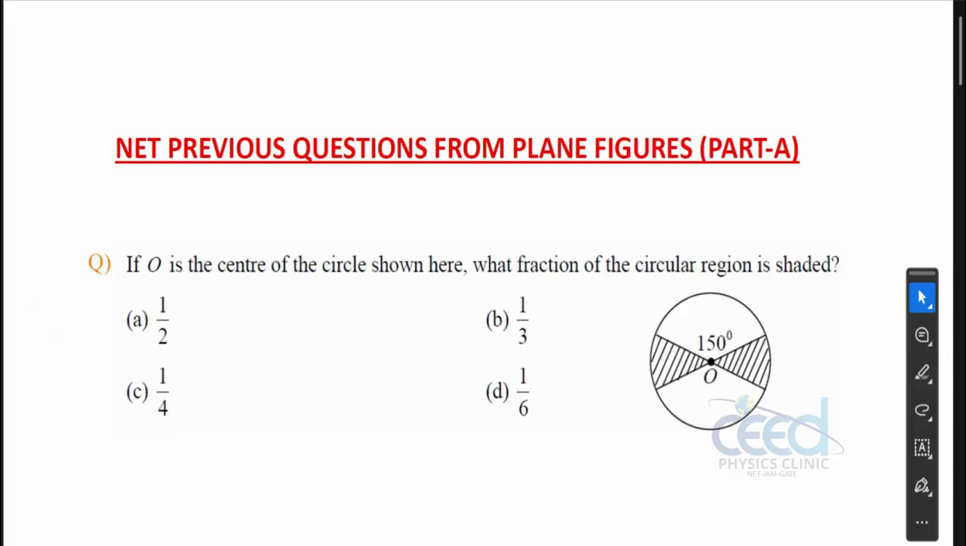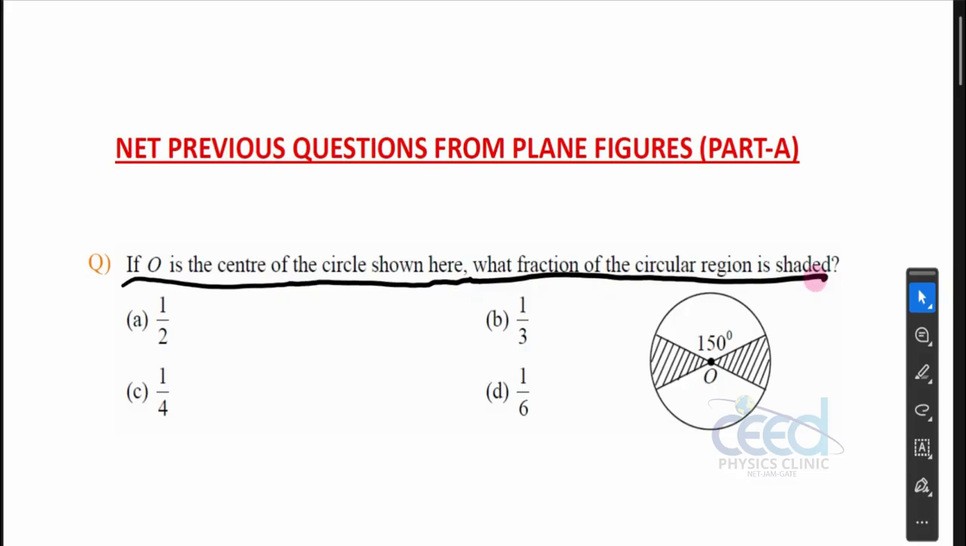Today we are going to discuss previous NET questions that are asked from the Part A section, in the section plane figures. All right, so let us come to the first question. See here, the first question is: if O is the center of the circle shown in the figure, what fraction of the circular region is shaded?